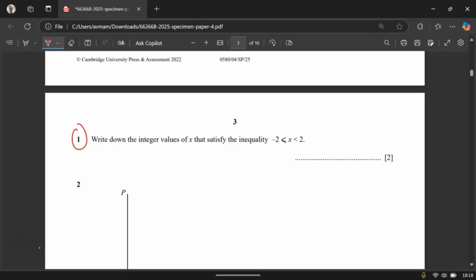Question number 1. Write down the integer values of x that satisfy the inequality x is greater than or equal to -2 and less than 2. So those values are -2 included, -1, 0 and 1. Since x is less than 2, we are not supposed to write 2.